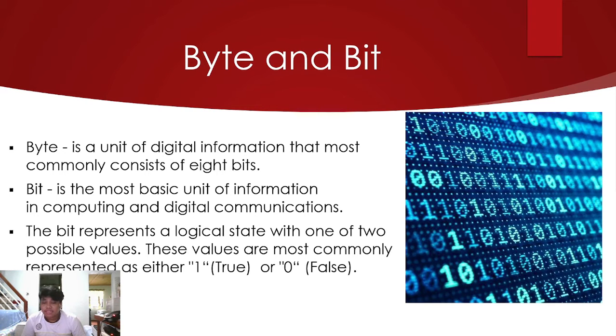Bit. It's the most basic unit of information in computing and digital communication. The bit represents a logical state with one of two possible values. These values are most commonly represented as either 1 or 0. All data or information on a computer is turned into 1s and 0s, which can be decoded as true or false.